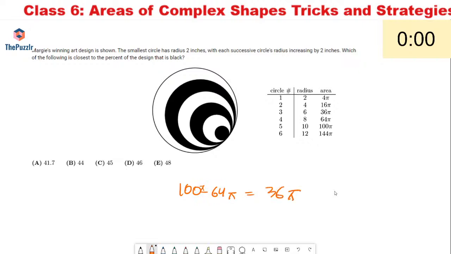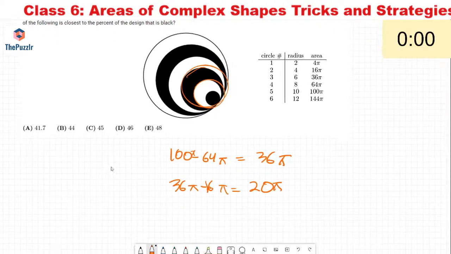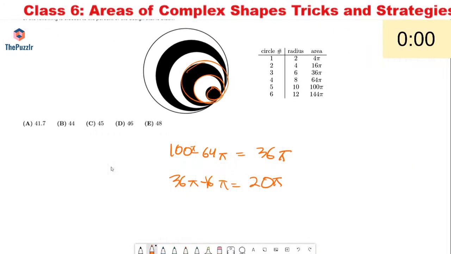And then what do we have after that? I think we have 36 pi minus 16 pi, right? This circle right here minus this. So 36 pi minus 16 pi. What does that give us? That gives us 20 pi. And then I think we also have the smallest circle. We're trying to find the percent of the design that's black. That's 4 pi. So we have 60 pi over 144 pi. I'm just doing this really quickly so that we don't go too much over time.